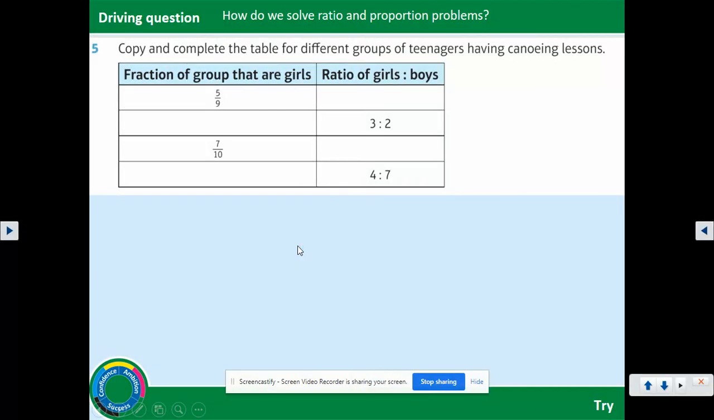Okay, so pause the video please, have a go at completing this table. Okay, they've given you, it says copy and complete the table for different groups of teenagers having canoeing lessons. It's giving you either the fraction that are girls or it's giving you the ratio of girls to boys, so you need to be working both ways round. Pause the video and then play when you're ready to go through the solution.